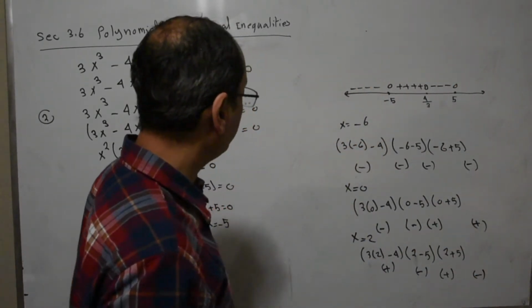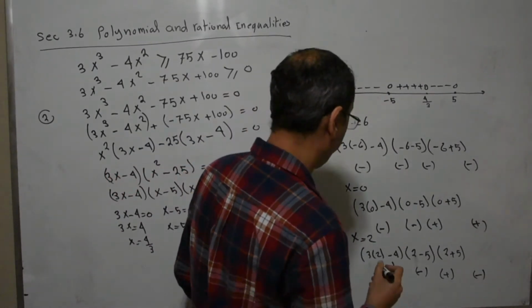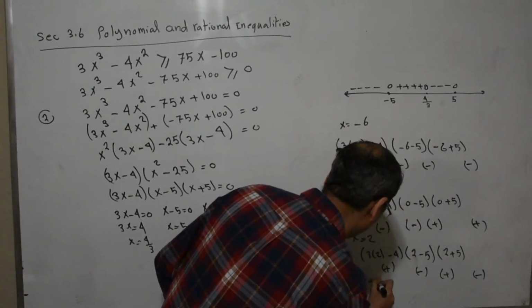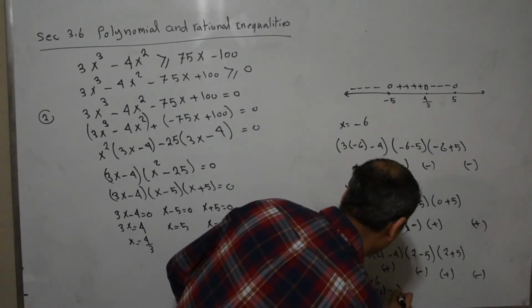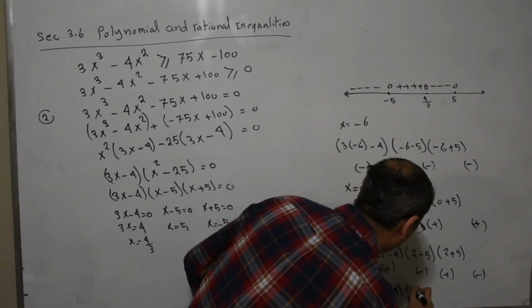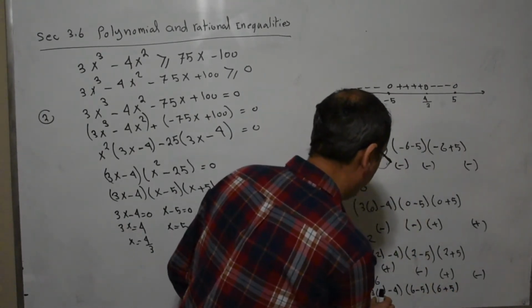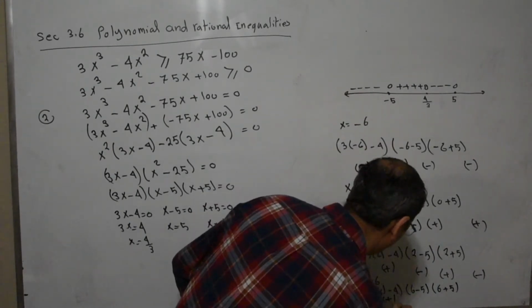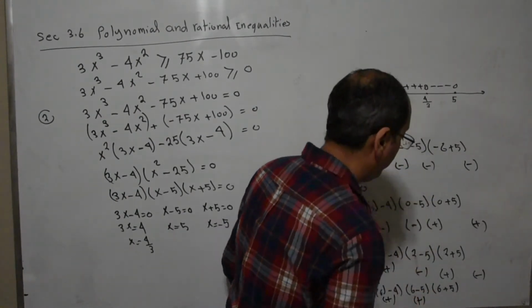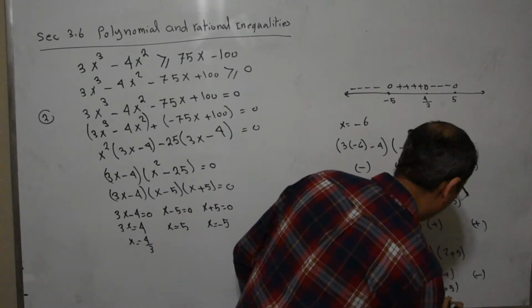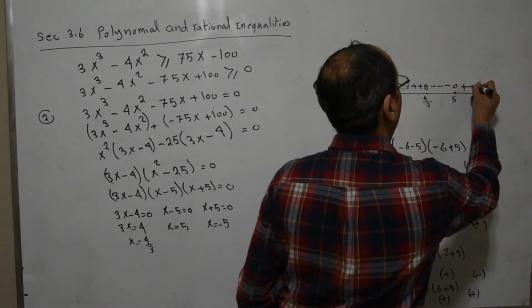Last thing, I get x equals 6. And I have 3 times 6 minus 4, 6 minus 5, 6 plus 5. So I have 18 minus 4 is positive. 6 minus 5 is positive, is 1. And then 6 plus 5 is positive as well. So positive times positive is positive. And I have this here positive.